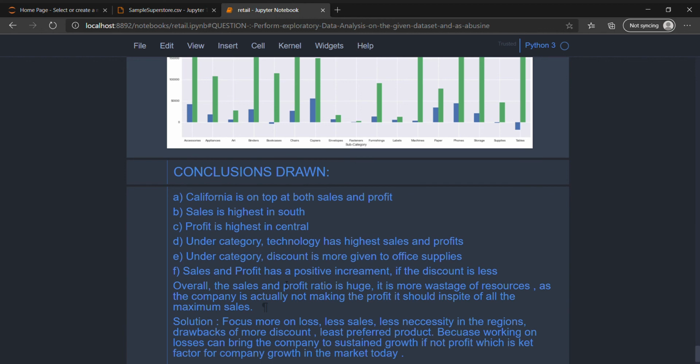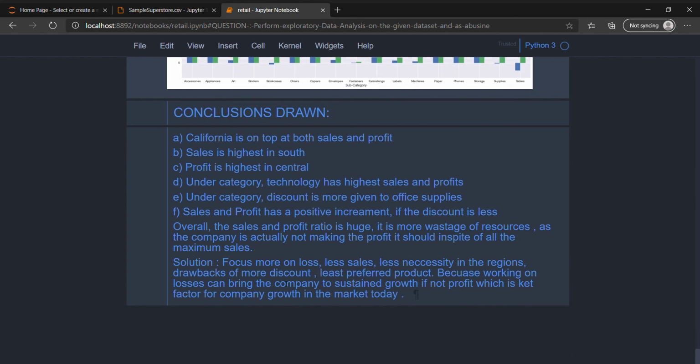So I've drawn the possible outcomes out of it, and these are my conclusions. California is on top at both sales and profit. Sales is high in South, profit is high in Central. Again, there is a gap here. According to the relations, profit must have been in accordance with the number of sales happening. But what is the problem here? I guess the discount you're giving is pretty high for many of the categories. If you lower the discount, you might have a positive and good ratio between them.